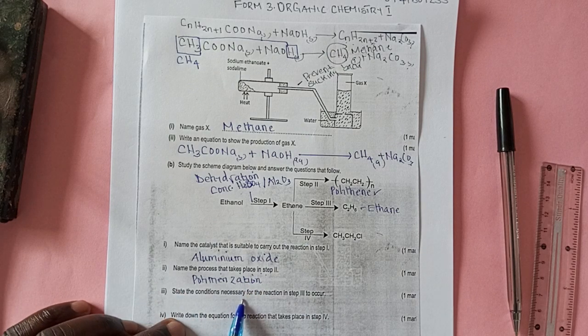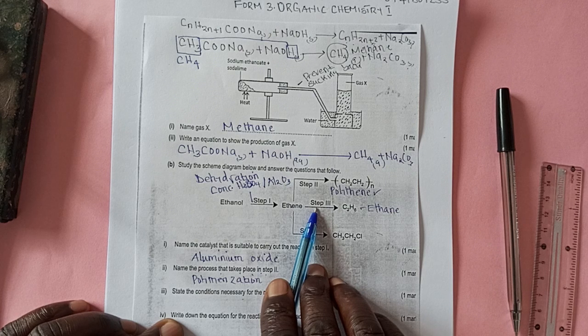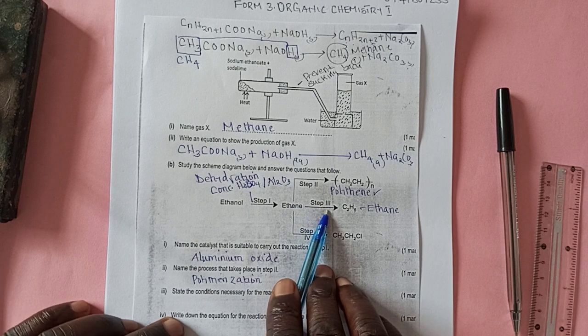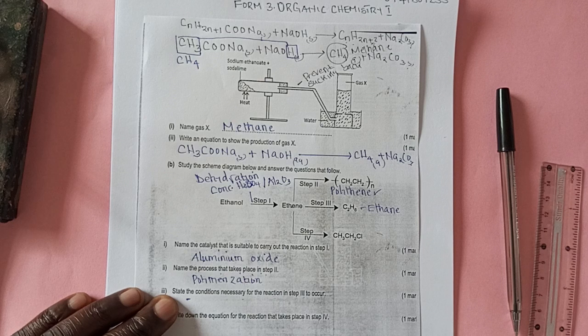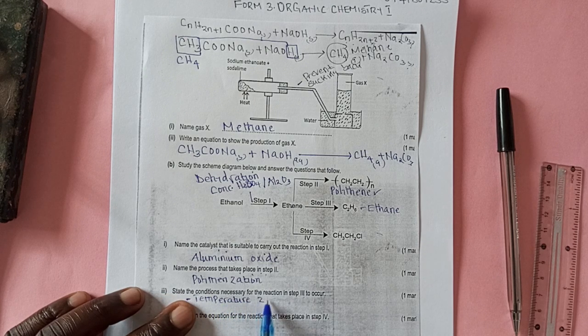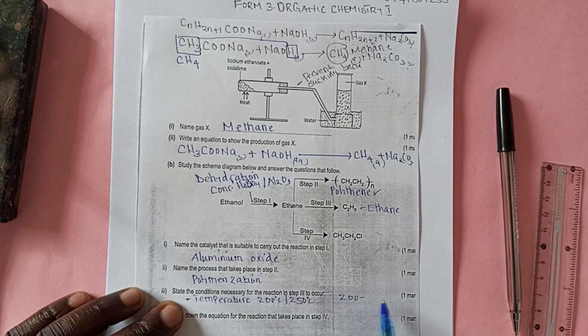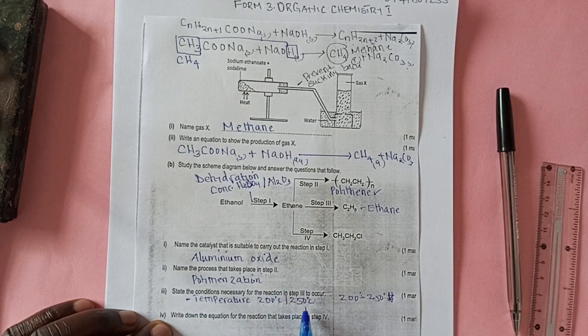State the condition necessary for the reaction in step 3 to occur. So the reaction here is hydrogenation. The condition required here is a temperature of 200, or you can give a temperature of 250, but you are not required to give the range. So don't give the range as 200 to 250.